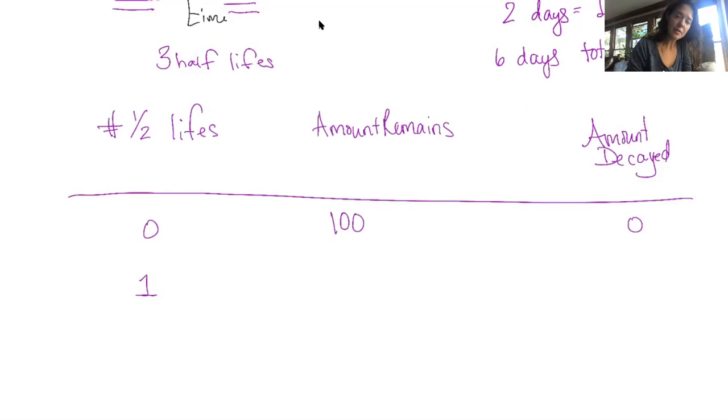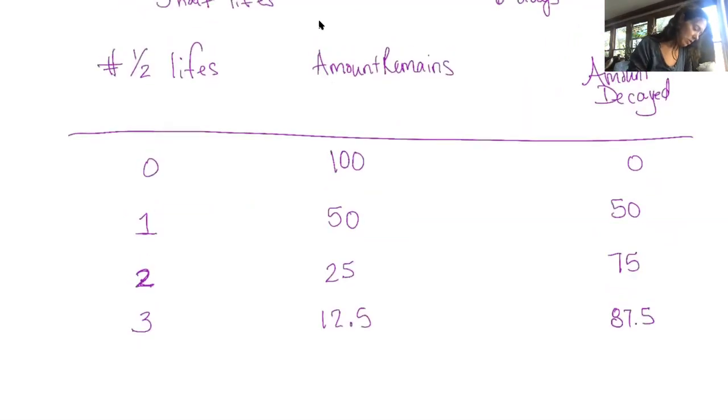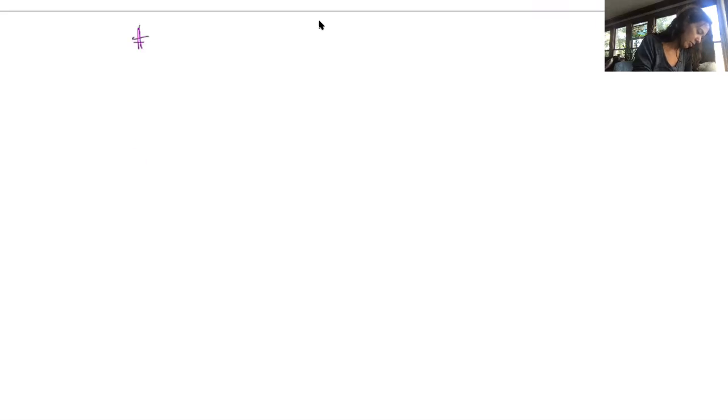After 1 half-life, half of it remains and half of it has decayed. After the second half-life, whether it's 2 years, 2 seconds, or 2 billion years, 25 will remain if we started with 100, and therefore 75 has decayed. After the third half-life, 12.5 will remain, and, actually, 87.5 would have decayed. Okay, if it doesn't make sense, I'm going to try something else. Okay, let's do that chart again. Let's do number of half-lives.